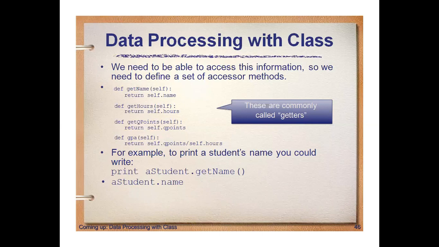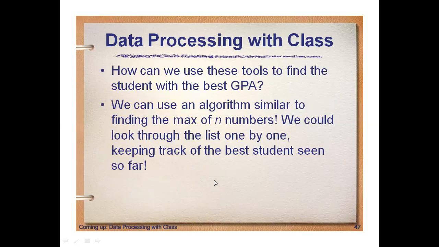Now these are basically known as getters. Why are they known as getters? Because they are accessing some information of ours. For example, to print a student's name, you could write print a_student.get_name. Simply you can put the student's name, a_student.name, so you will get whatever information you have passed.